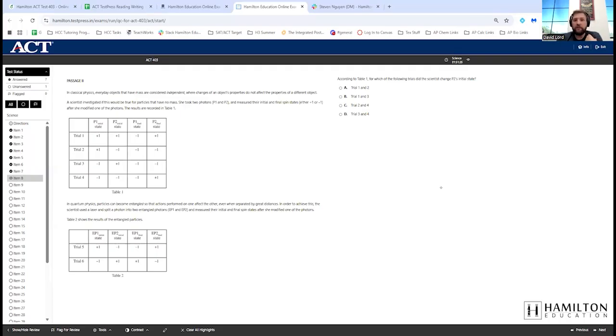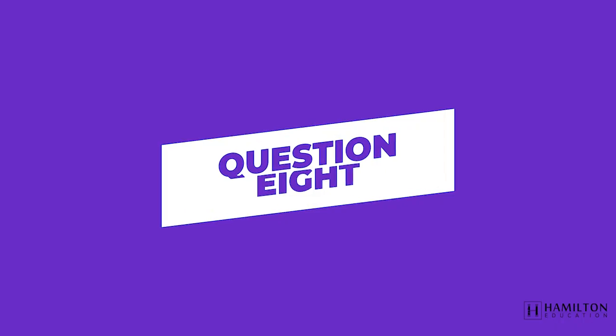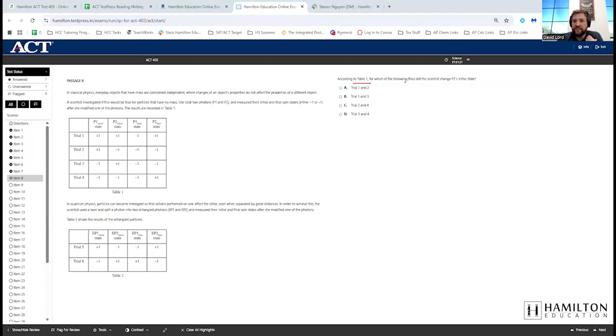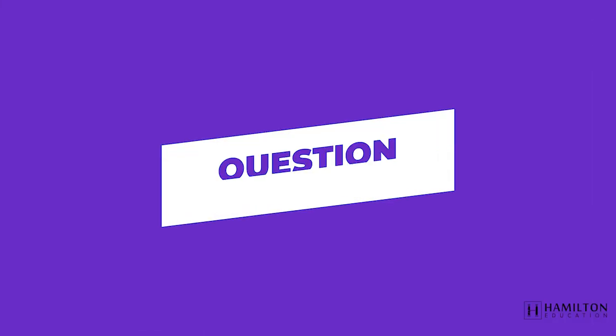So, the first question, table 1: in which of the following trials did the scientists change P2's initial state? So we looked at table 1, we have P2's initial state. So this one, it stayed the same. So not trial 1. Trials 1 and 3 will not be trial 1. Trial 2 and 4, that one stayed the same. So it has to be D. Let's verify. Plus changed to minus, minus changed to plus. All right, so the answer is D.